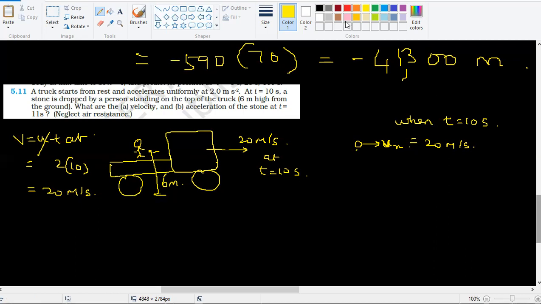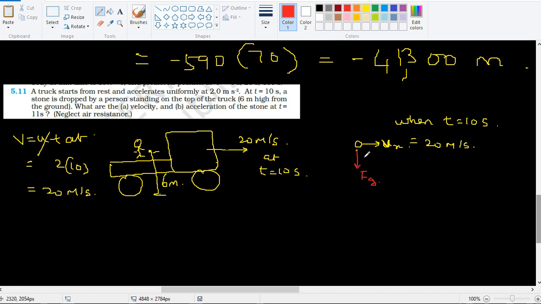But then you know that projectile motion means initially uy is 0, but then the gravity is also going to pull it downwards. So what are the velocity and acceleration of the stone at time t is equal to 11 seconds? So what did I say in the previous one? Very important concept: the acceleration or force does not have any memory, whereas the velocity has memory. So that means at time t is equal to 11 seconds, which means after 1 second.